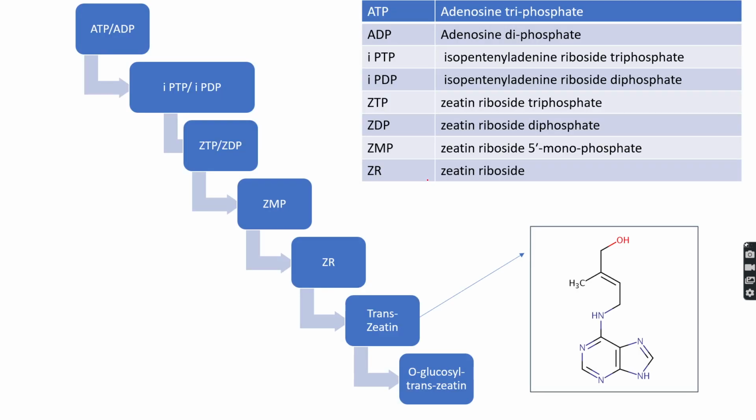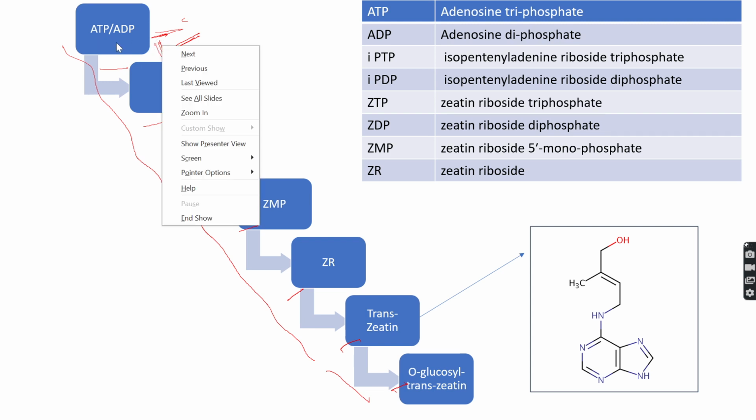Okay, so let's understand the steps here. What are the steps to biosynthesis of cytokinin? Here are the steps. I have divided the whole process in 1, 2, 3, 4, 5, 6, 7 steps. Okay. So the first step is ATP, which is going to start the process of biosynthesis of cytokinin.